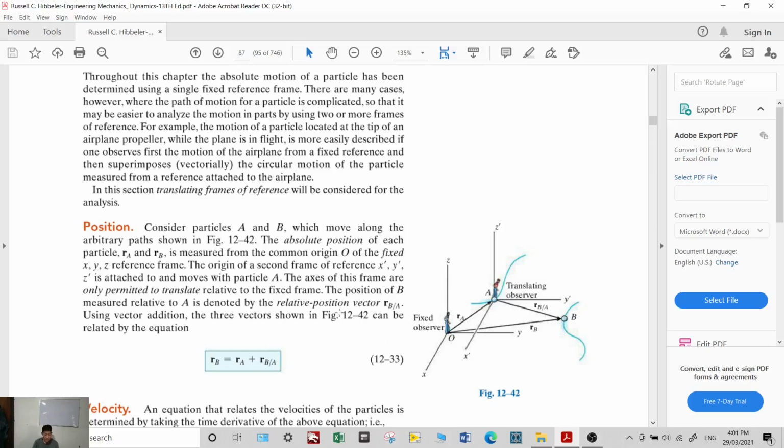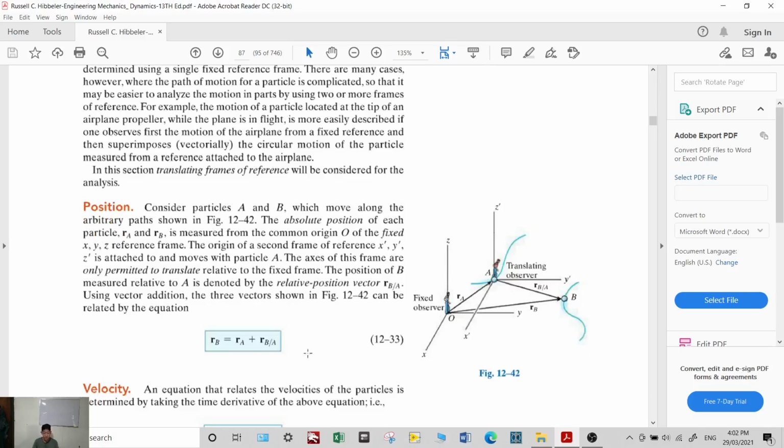Now the position of B measured relative to A is denoted by the vector R sub B with respect to A, R sub B over A. Meaning, this R sub B over A is the position vector of object B with respect to A, meaning from A. So here is the direction. This vector R sub B over A changes, as do R sub A and R sub B, depending on where you place them.